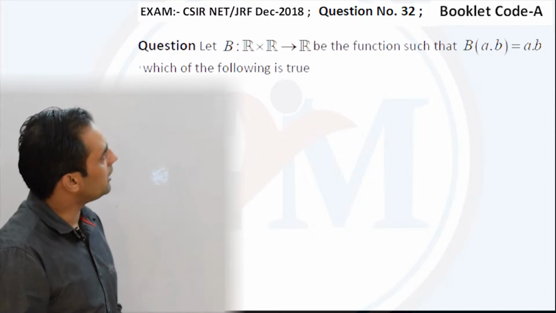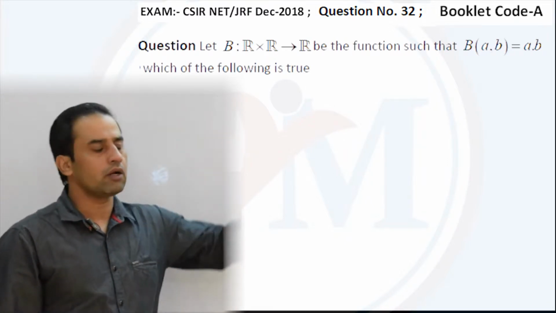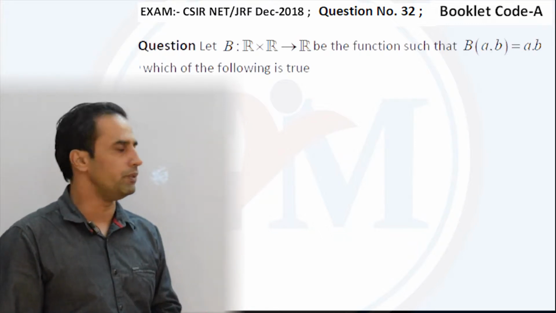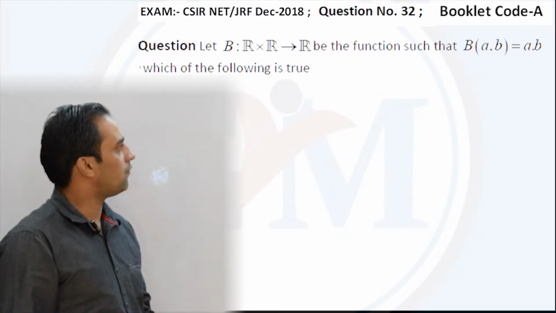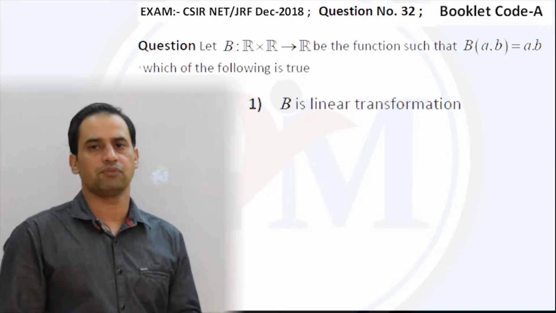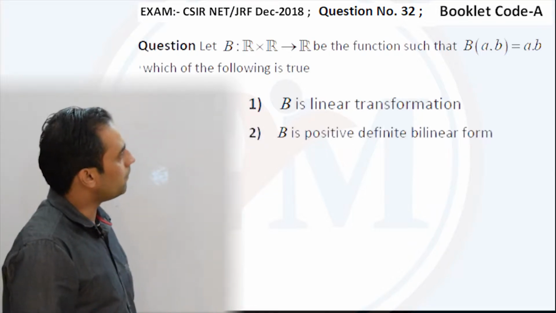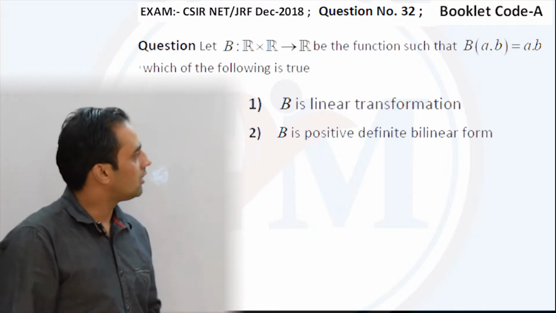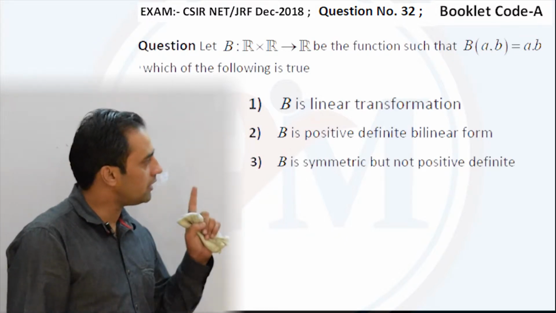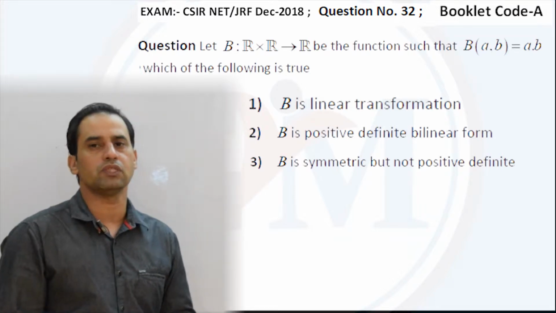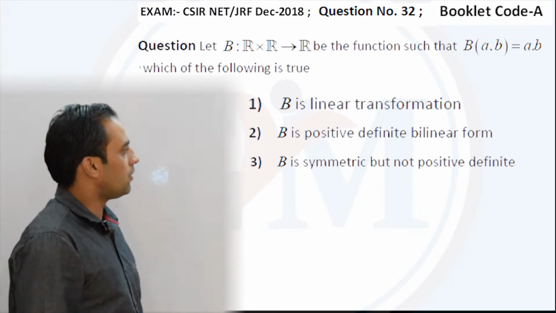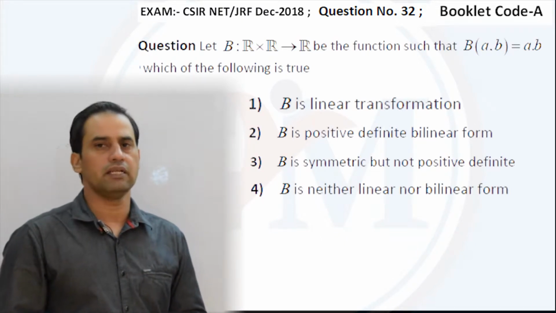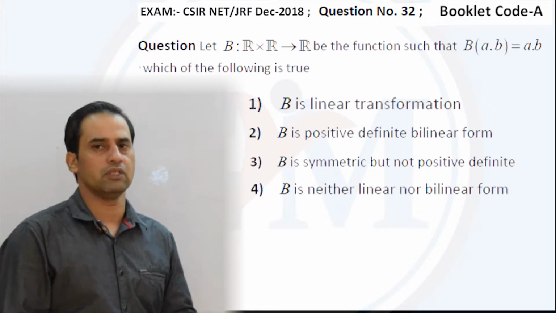Given that B is a function from R cross R to R such that B of (a, b) equals a into b. We have to identify: first option, B is a linear transformation or not; second, B is a positive definite bilinear form or not; third, B is a symmetric but not positive definite bilinear form; and fourth, B is neither a linear transformation nor a bilinear form. So we have to identify all these things.